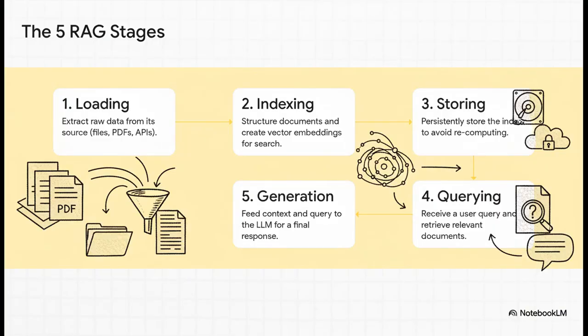It all starts with loading your data. Could be PDFs, text files, notes, you name it. Then comes the really important part, indexing. This is where you create a special kind of map of your data, one based on its meaning, not just keywords. From there, you store that map so it's ready to use. Now, when you ask a question, the system queries that index to find the perfect snippets of information. And finally, that perfect little package of info is handed off to the LLM for the generation stage, where it crafts a smart, factual answer.